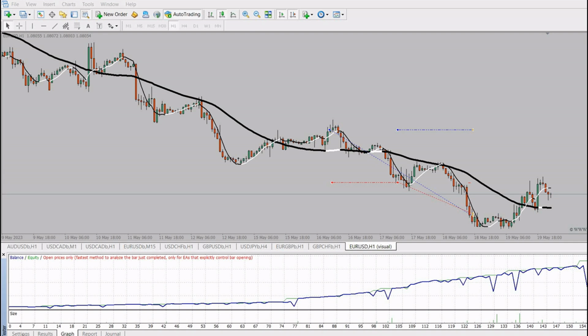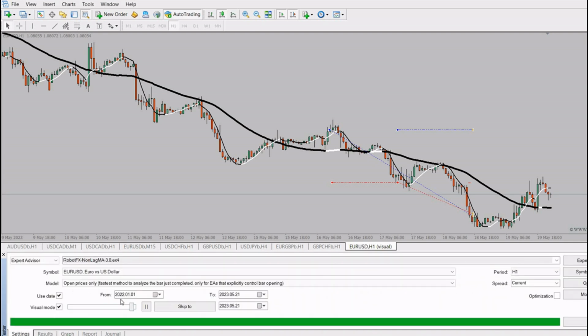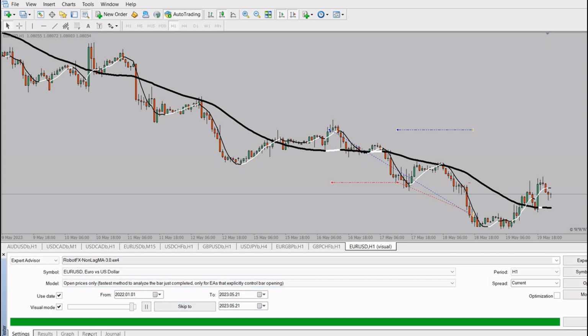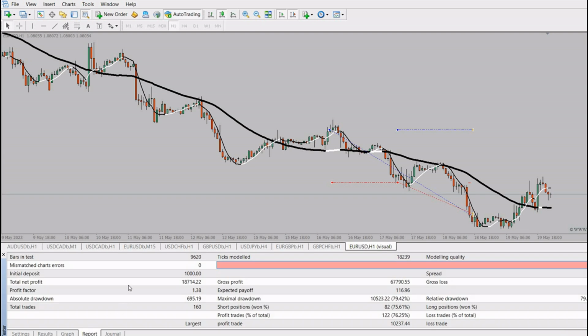Now, these are the results for this period of time, 2022. Again, I have used the open prices only so the strategy tester will run faster. Obviously, you have to choose every tick when you do it yourself. And these are the results. Although we're testing for functionality and not profitability, the profit looks quite fine.